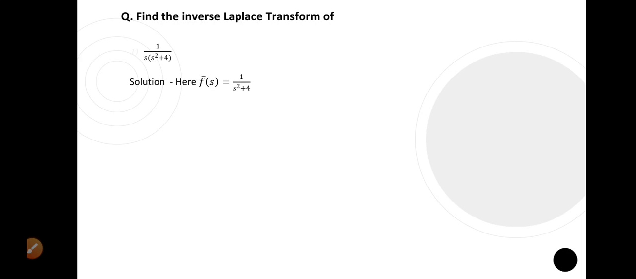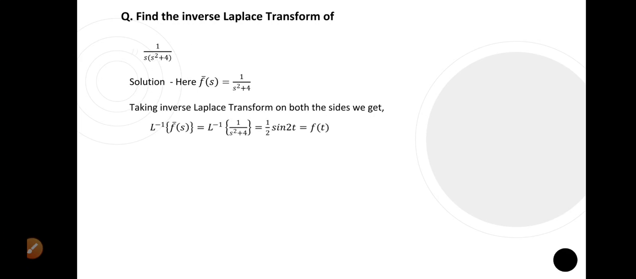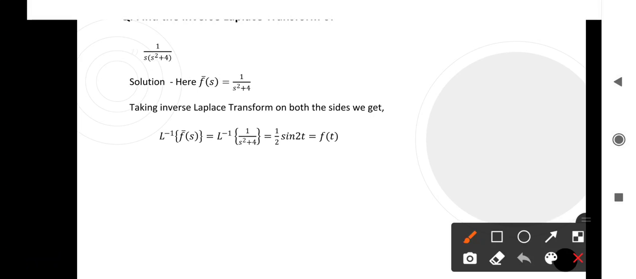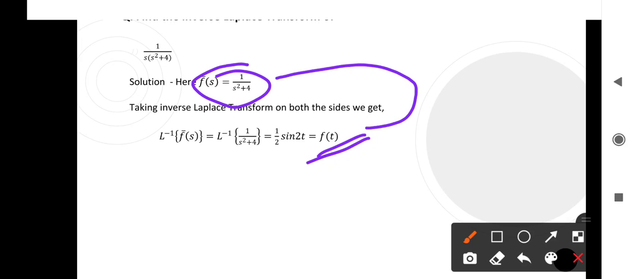Now using the method of standard results, you can find inverse LT of this f bar of s. So taking inverse Laplace transform on both the sides, we get L inverse f bar of s is equal to L inverse 1 upon s square plus 4. Use of standard result method gives answer as 1 by 2 sine 2t. So this is our f of t. Whatever is f bar of s we have considered, its inverse LT is our f of t. So this is our second step in the procedure.